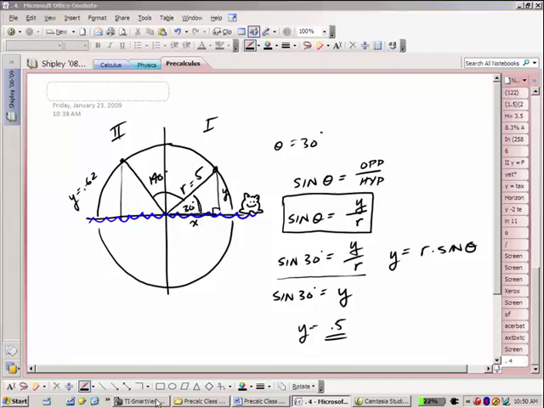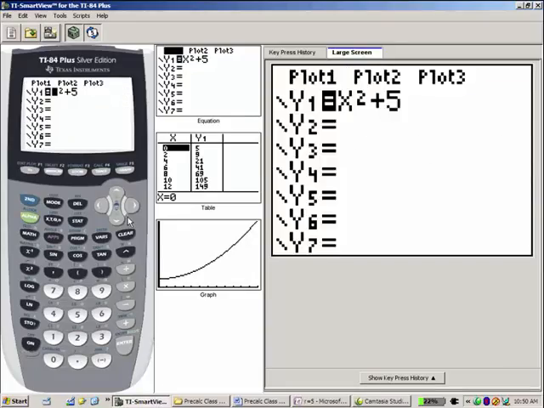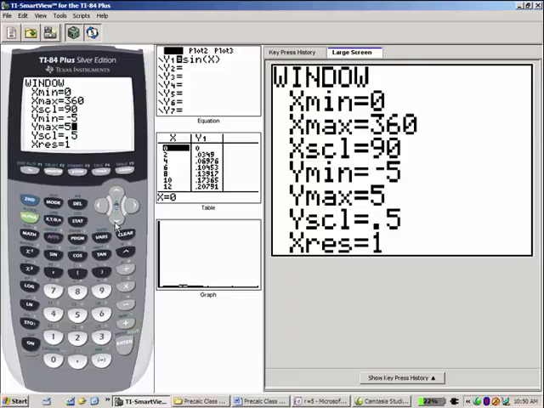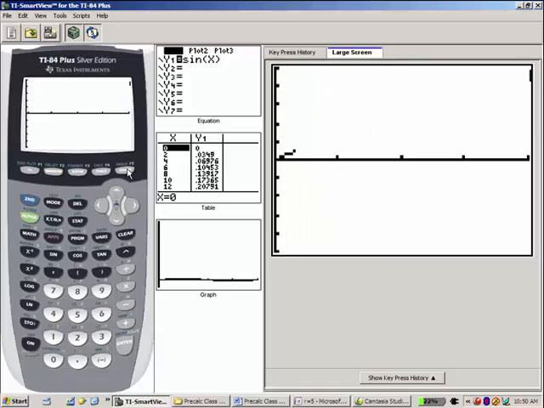So let me show you. If I actually went back and graphed the sine of x, and if I go to my window and set it from 0 to 360 degrees, and I'm going to set my x scale to be 90, every 90 degrees it will mark. And I'm going to have my y go back and forth between -5 and 5. Let's look at this graph.